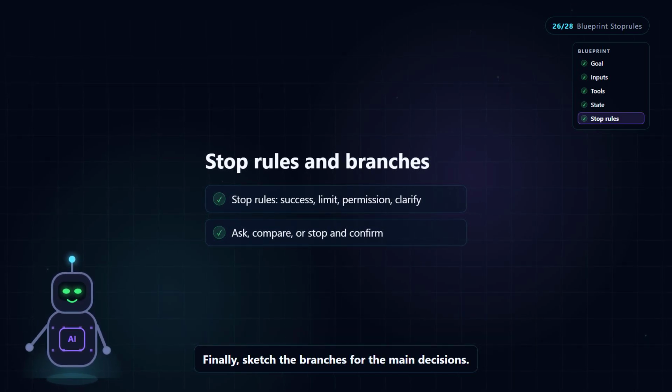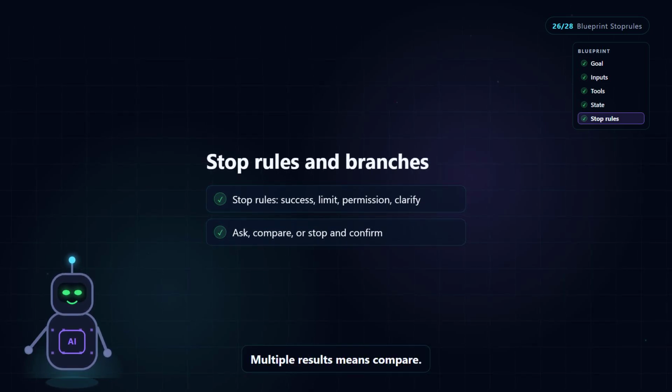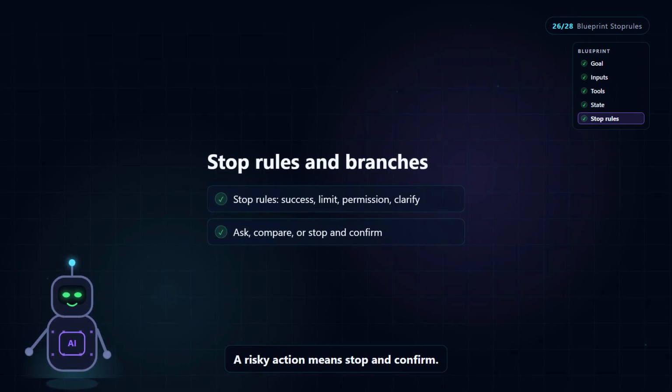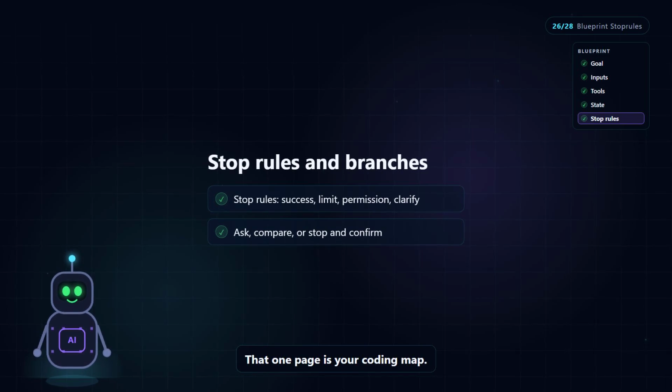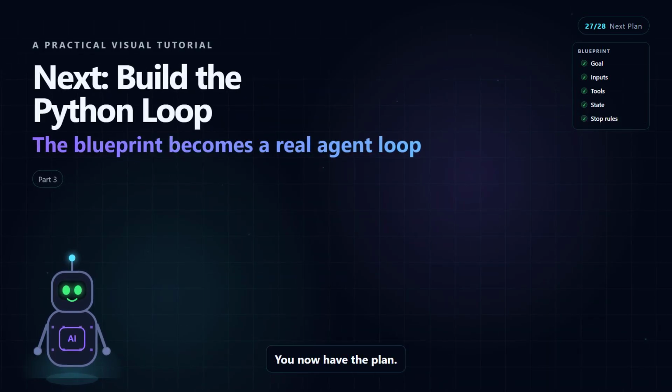Finally, sketch the branches for the main decisions. Missing info means ask. Multiple results means compare. A risky action means stop and confirm. That one page is your coding map. You now have the plan.